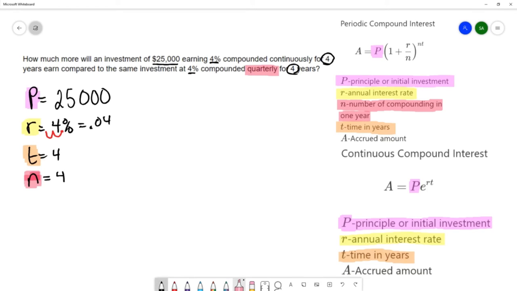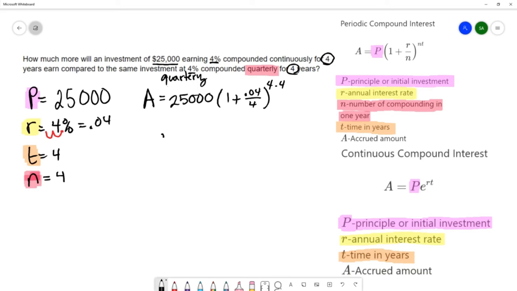So now we're ready to use both formulas in the calculation. So we're going to find, let's do the periodic account first. We'll say the quarterly one. And we have $25,000 as our principal times 1 plus 0.04 over 4 to the 4 times 4. There's a lot of 4's in that one. We're going to need to use our calculator to work that out.